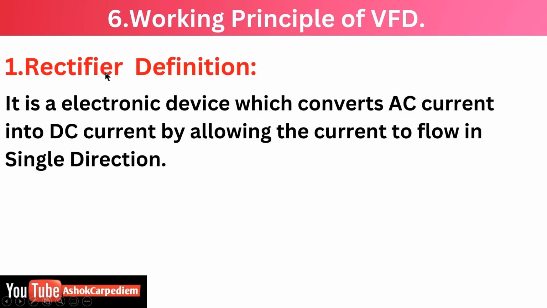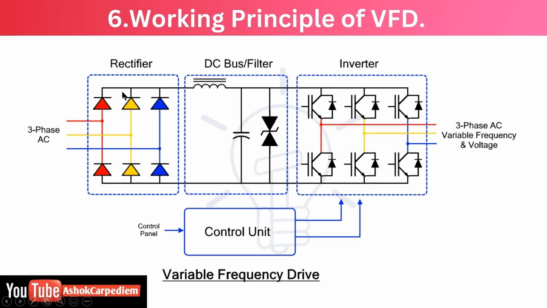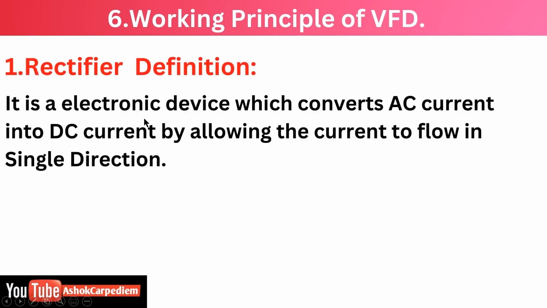So first we will see what is meant by a rectifier. Okay, it is an electronic device which converts AC current into DC current by allowing the current to flow in a single direction. See, here we have the rectifier, right? Here, first we are giving 3-phase current, and this rectifier converts this 3-phase AC current into DC current. So here we have the DC bus filter, right? So that is the meaning.